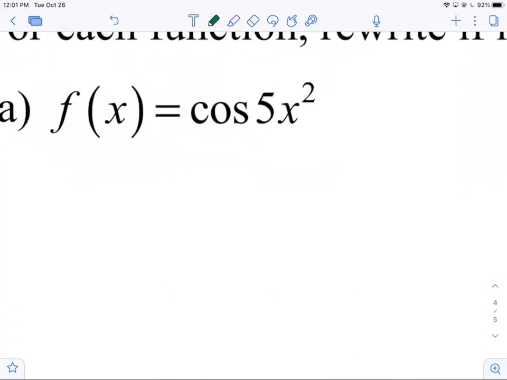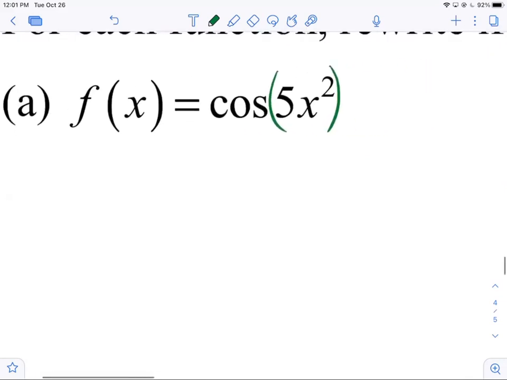Step 1 is to take inventory, right? As always, rewrite it if need be, add grouping symbols if you need to. What are we taking the cosine of? Just the 5 or the 5x squared? 5x squared, yeah. So again, you don't have to do this, but I like to do that, right? So you have cosine of the blob. So this is going to be a chain rule again.